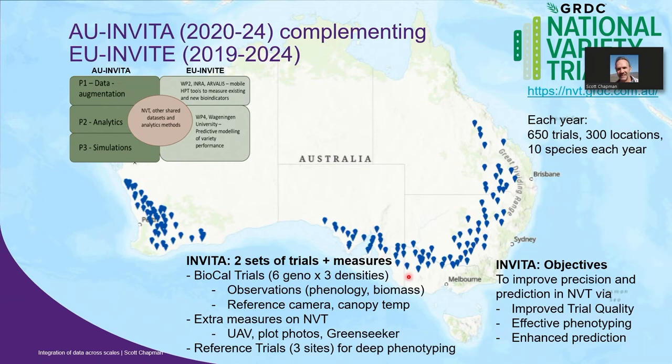And in Invita, the main things that we're doing is putting some extra trials on top. So we're co-locating these trials as calibrations, the BioCal trials. And then we're doing extra measurements on the NVT with UAV photos, etc. And there are reference trials. We have about three sites that we're doing deep phenotyping for those. And in Invita, our main goals are looking at trial quality and effective phenotyping and enhanced prediction.